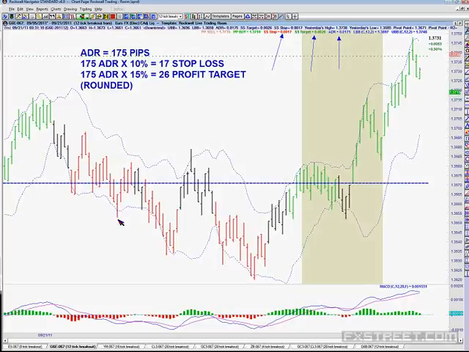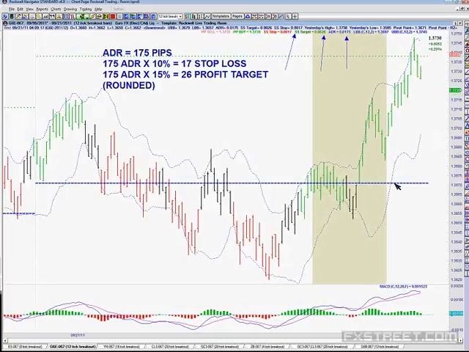I'm not sure, but anyway, to make it easy for today's session, what I'm going to do is just show entries and kind of show you how the average daily range target and stop works and how it might be valuable to you. I'm going to use a simple MACD system for entries, and I'm going to use the average daily range for my exits, right?